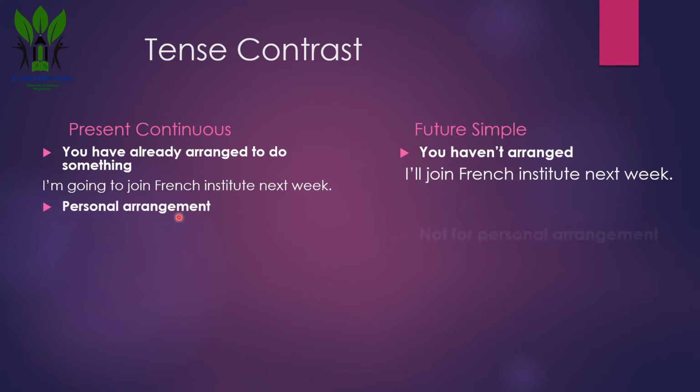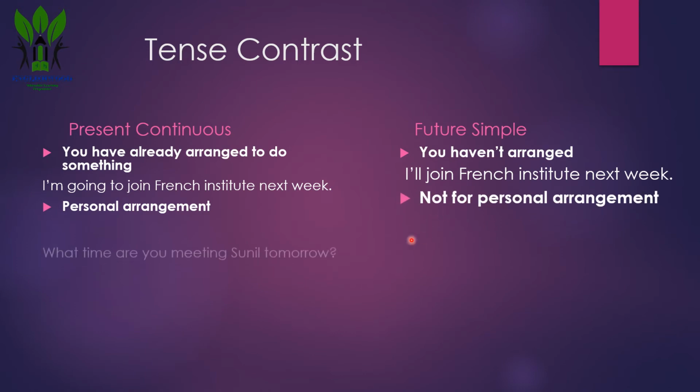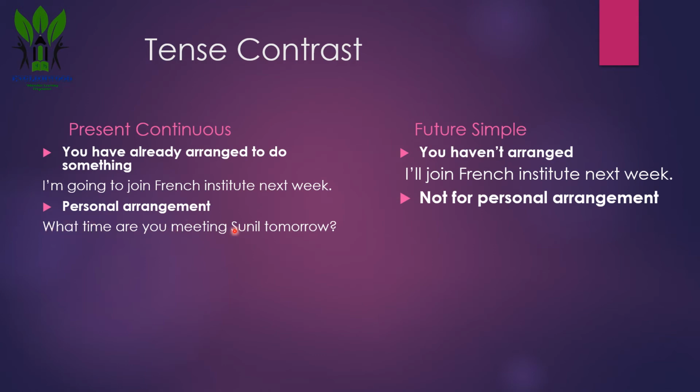Now, personal arrangement and not for personal arrangement. For example, what time are you meeting Sunil tomorrow? This kind of personal arrangement is also asked in the present continuous tense. What time are you meeting Sunil tomorrow? But I'll do a part-time job. I'm going to do it because I have already decided. I haven't yet decided.